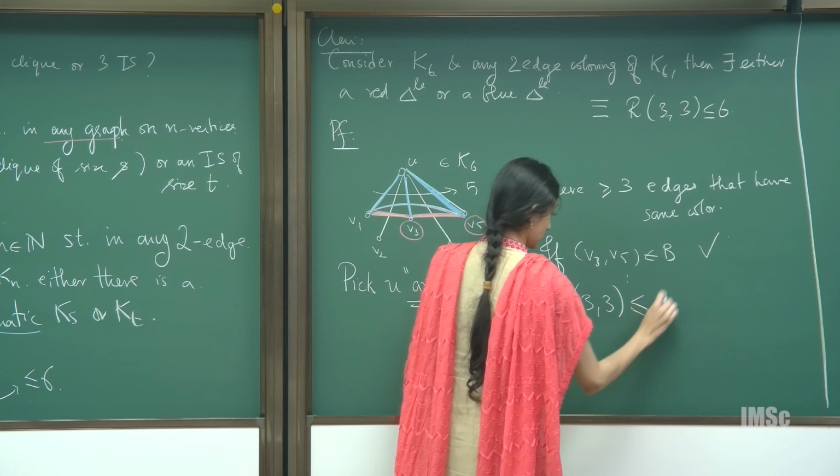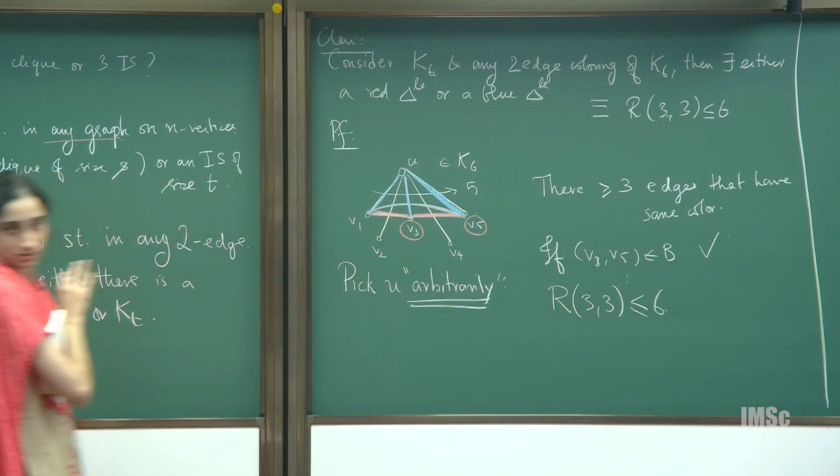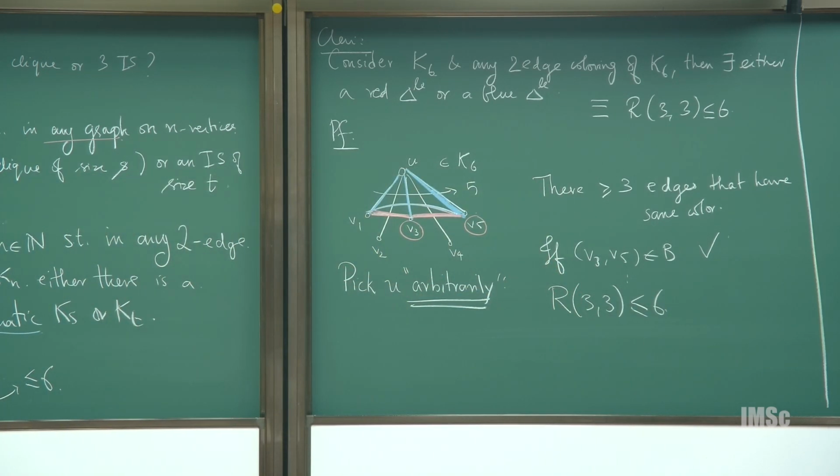3 is at most 6, and also equal to 6, right? Is it okay?